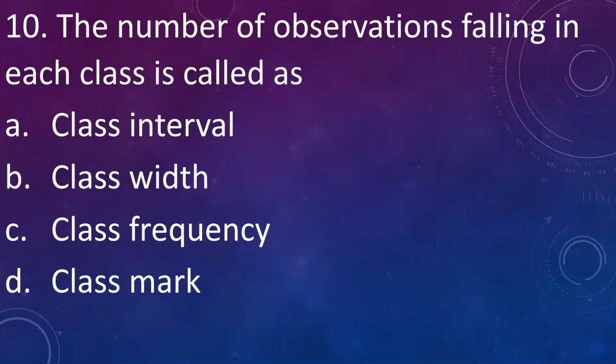Then number of observations falling in each class is called as A. Class interval, B. Class width, C. Class frequency, D. Class mark. Answer is class frequency. Number of observation in each class is called as class frequency.